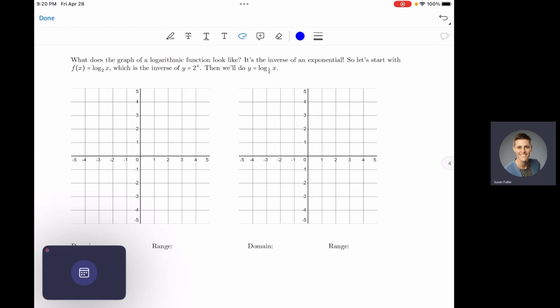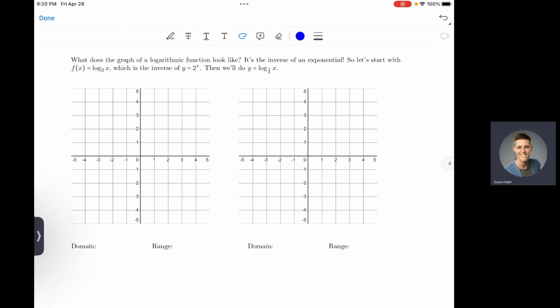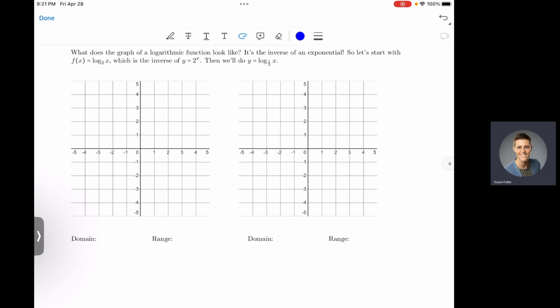We didn't get to graphing logs. This was kind of the last topic in ALEKS for homework 13. So I just wanted you to have an option for some help if you needed it.